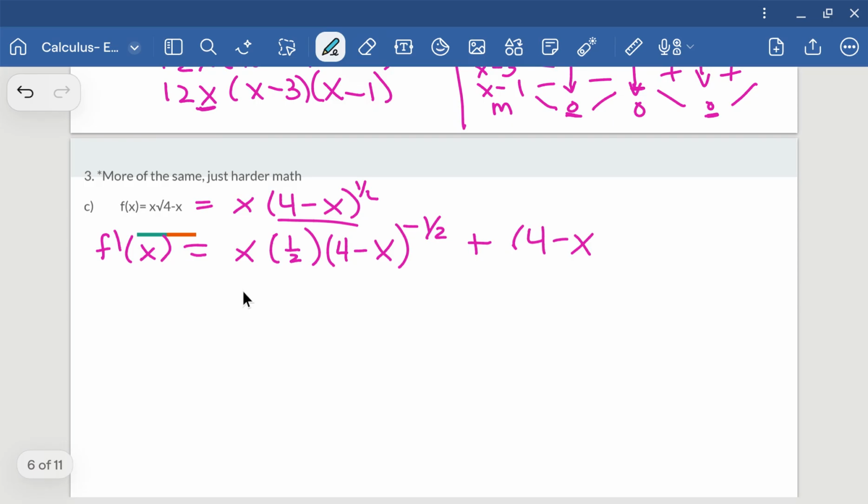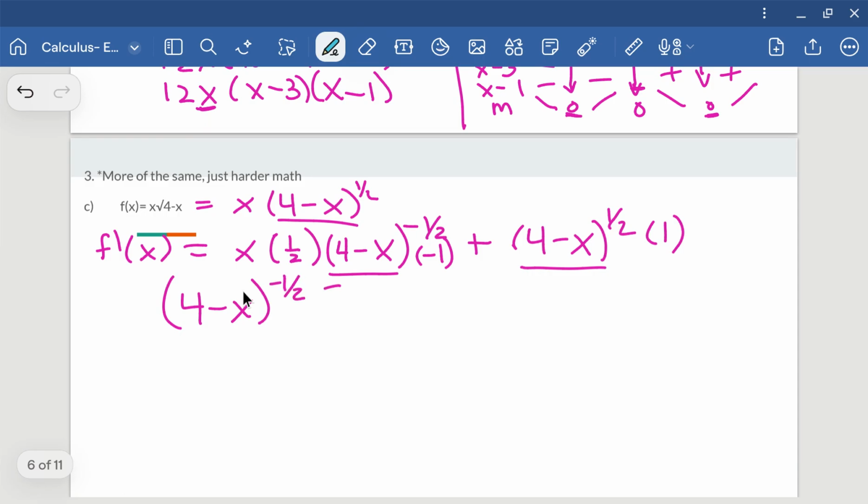One second here. Oh yeah, we would have had from the inside here a negative 1 times negative 1, just using that chain rule. So 4 minus x to the power of a half times the derivative of x, which is just 1. Now we're going to keep going from here, and from here you would be able to factor out a 4 minus x, and you always want to take out the smallest amount, and that would be 4 minus x to the negative a half.